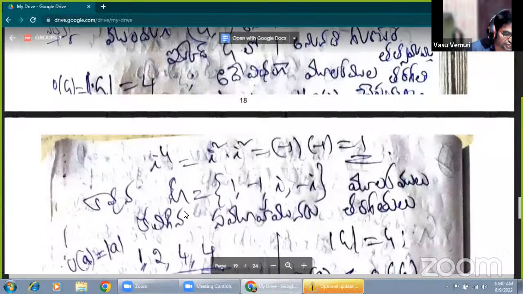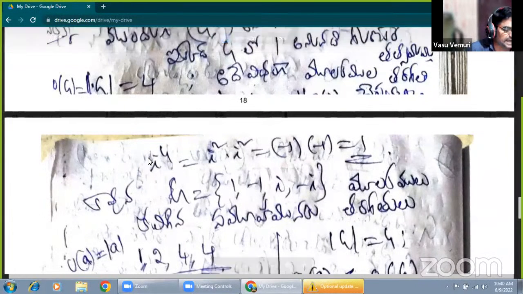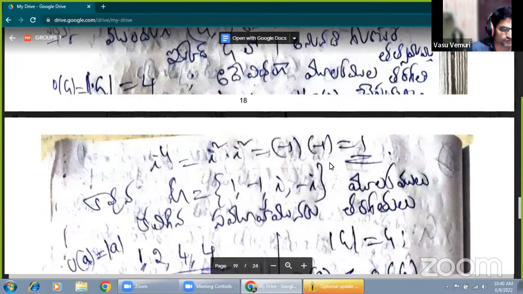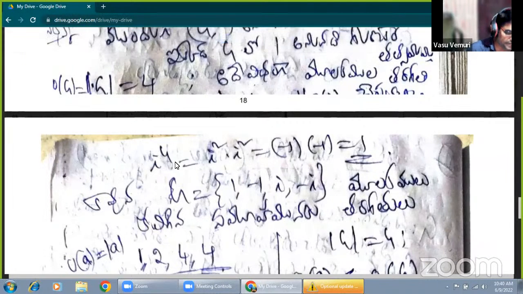By the definition here, especially i power 4 equal to 1. What is the element? Here i is the element given in this group. Therefore, the order of i equals 4. That implies i power 4 equal to 1. Therefore, 1 is its multiplicative identity, and here 4 is the least positive integer.